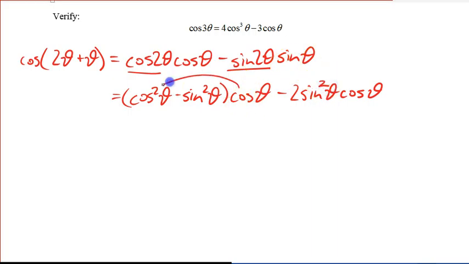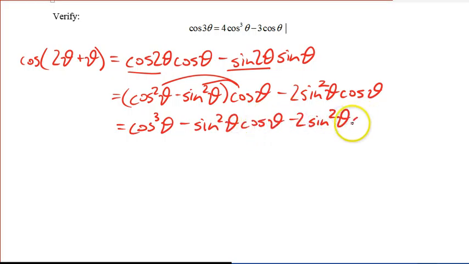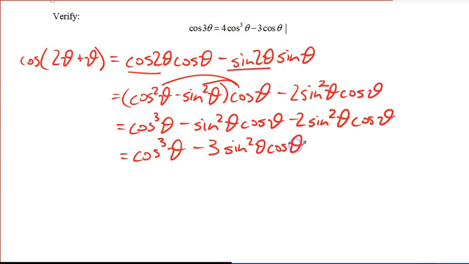Let's go ahead and distribute my cosine over here on the left, giving me a cosine cubed term. That's good. We want one of those in our final answer. And it looks like I have some like terms here that I can combine, right? A sine squared cosine, a -1, -2 of those. So I'm left with cosine cubed theta minus 3 sine squared theta cosine theta. Am I done? Well, unfortunately, I'm not quite done, right?